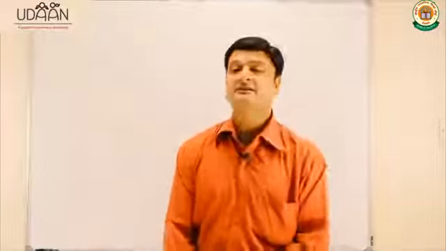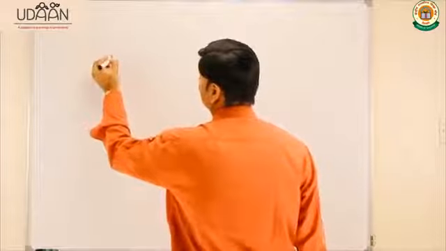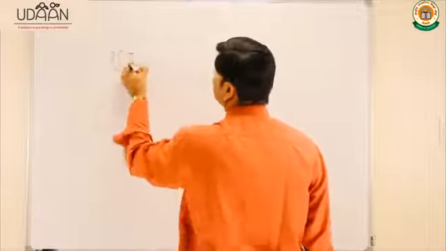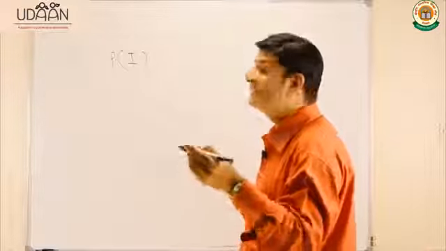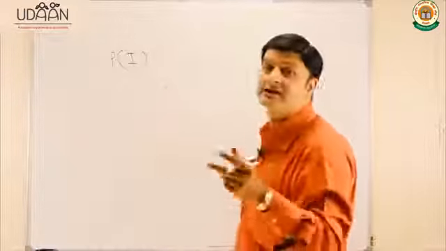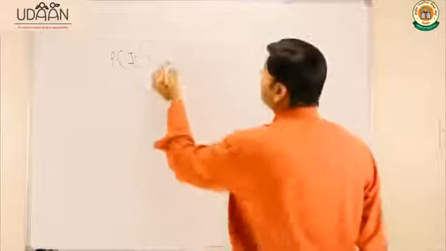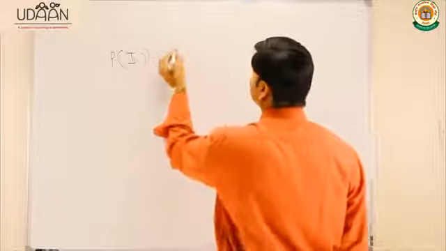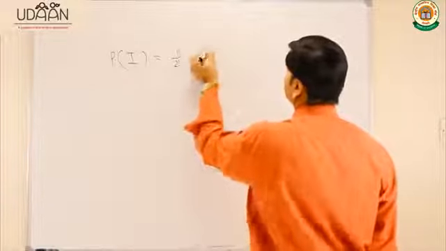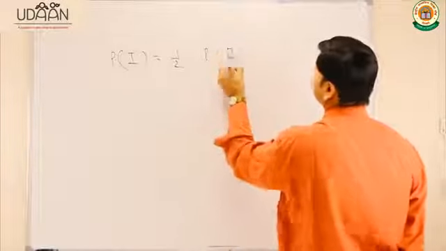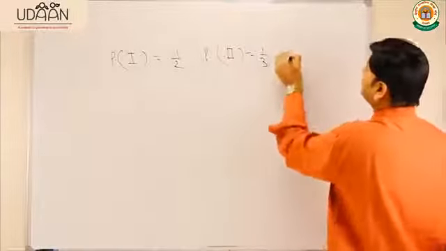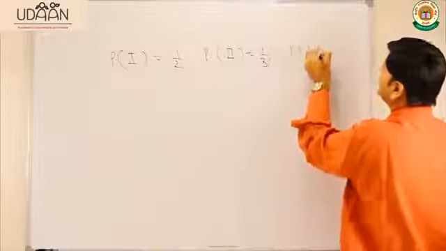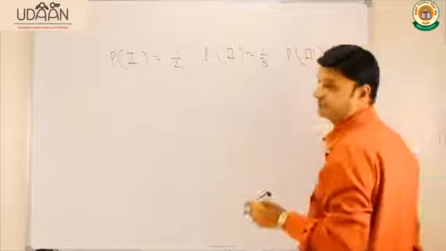Here we have a question that three students are attempting a question. One important thing, it is given that they are trying it independently. The probability that student 1 attempts it is 1 by 2, the probability that student 2 attempts it is 1 by 3, and the probability that the third student attempts it is 1 by 4.